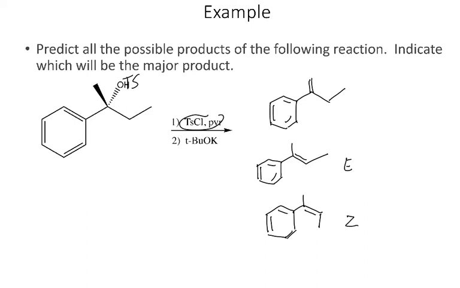Okay, but when it wants us to predict the major product, because I'm using a bulky base, it's going to prefer the less substituted alkene, and so this will be my major product.